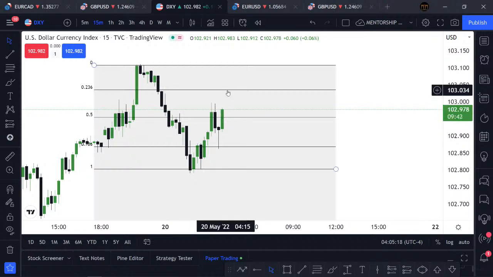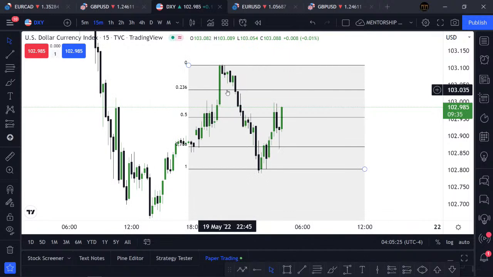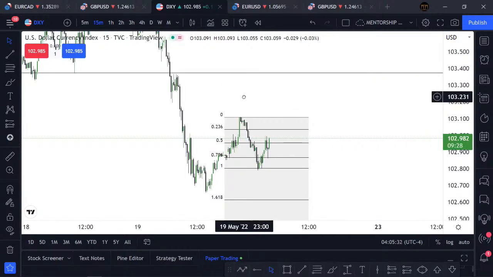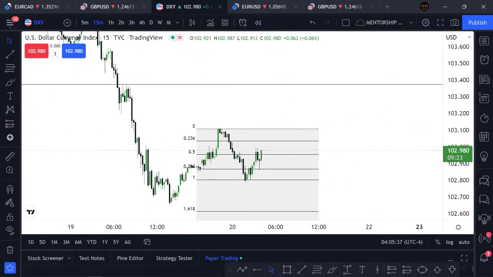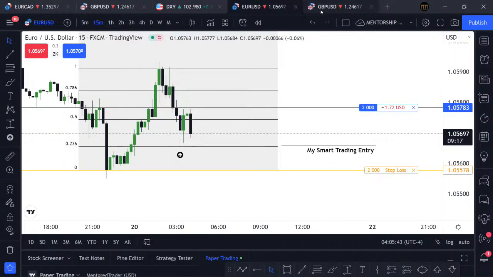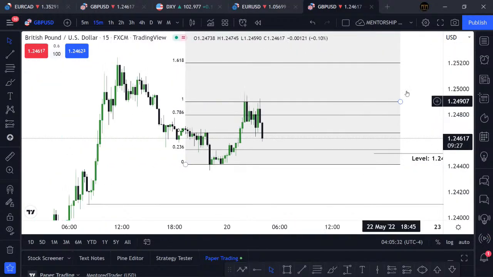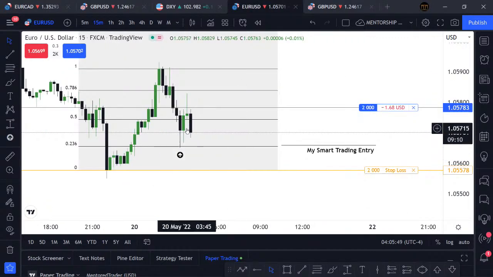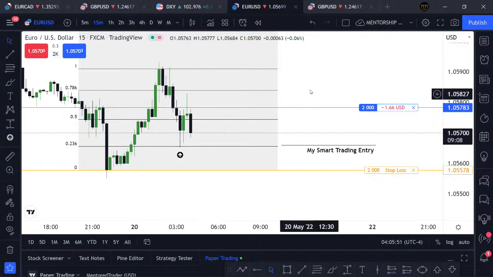As soon as it hits this level, okay, it's coming. It's coming slowly. Slowly by slowly. Just keep waiting. Okay, I'm looking at the pound dollar and euro dollar. Let's wait.